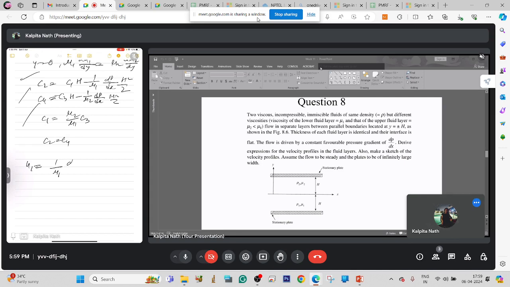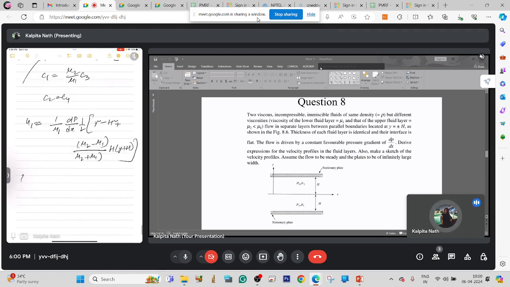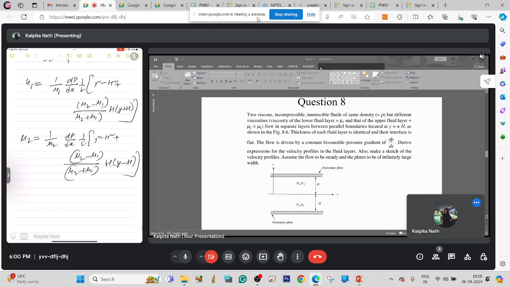So u1 is equal to 1/mu1 dp/dx times 1/2 (y² minus h²) plus (mu2 minus mu1)/(mu2 plus mu1) h (y plus h). Now u2 is equal to 1/mu2 dp/dx times 1/2 (y² minus h²) plus (mu2 minus mu1)/(mu2 plus mu1) h (y minus h). So these are the velocity profiles that we need. Let's proceed to the next question.